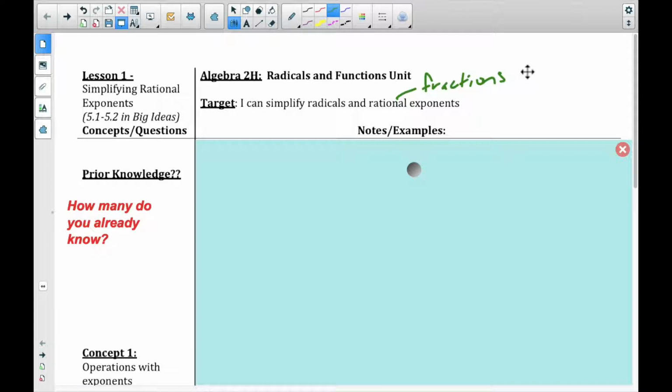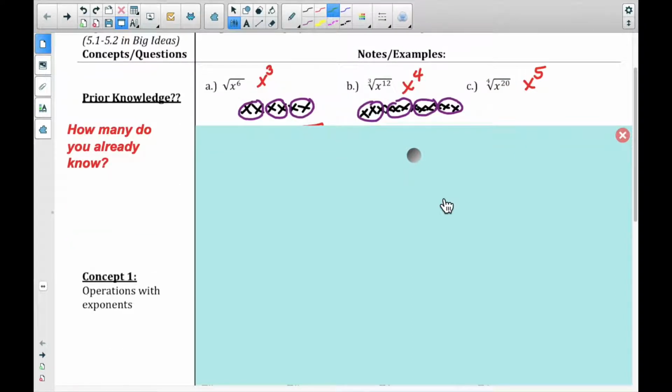Okay, the first section over here says prior knowledge, and it's a question. How many of these do you already know? Take a minute right now, pause the video, and see out of these 9, let's see how many you already know how to do. So take a look at those, see what you can do. Okay, so let's take a look. And I'm going to go over these pretty briefly, but I do want to touch on some of the basic concepts.